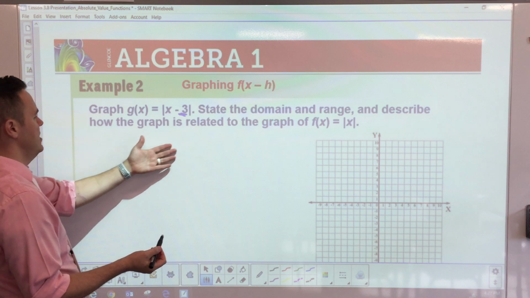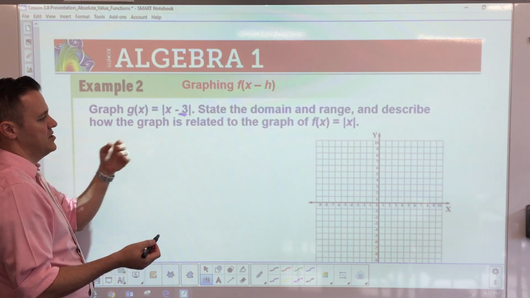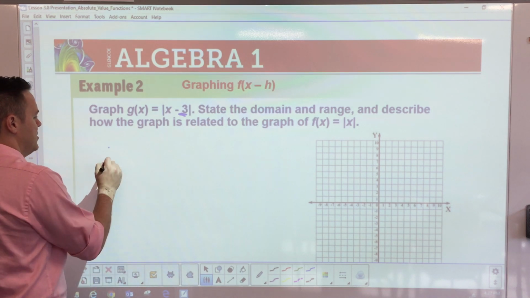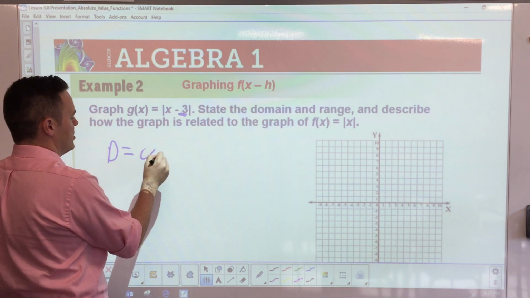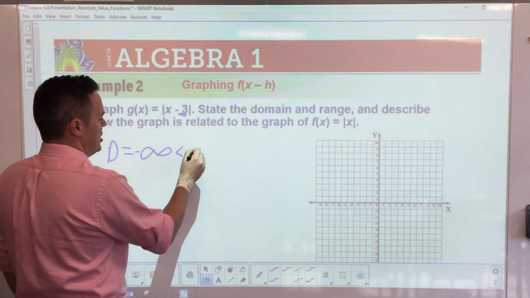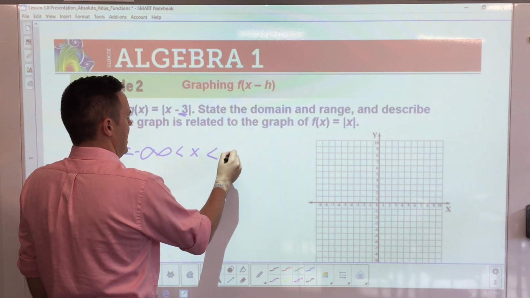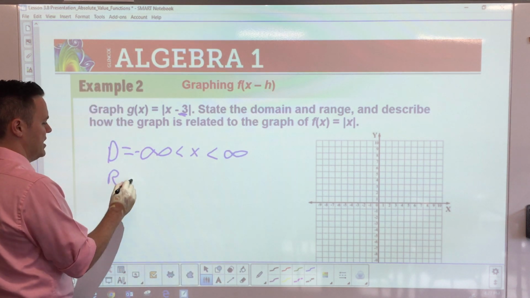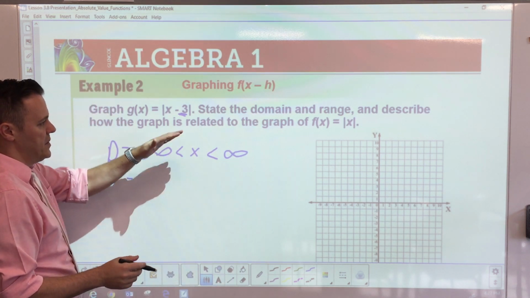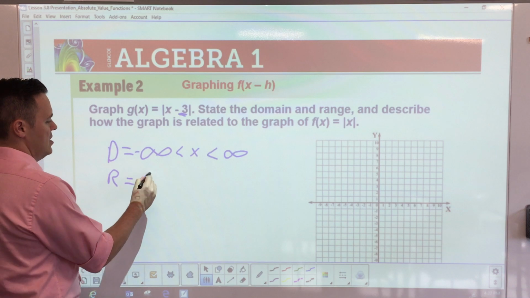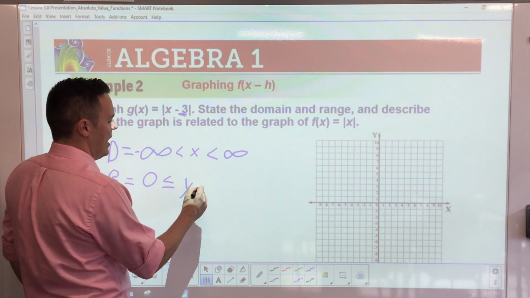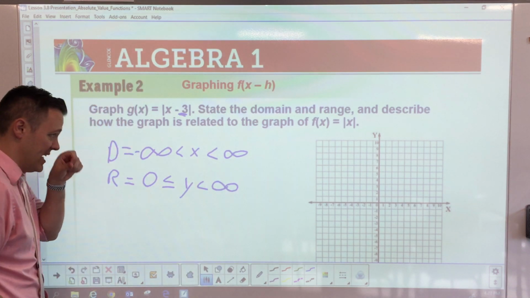So describe the relation, state the domain and range. Well, the domain is going to be all real numbers, okay? This doesn't change. And my range, ladies and gentlemen, did not move up and down, it just moved left and right. So it is y from 0 to infinity. Hopefully you guys see that.